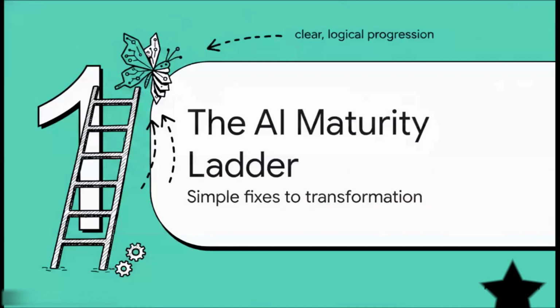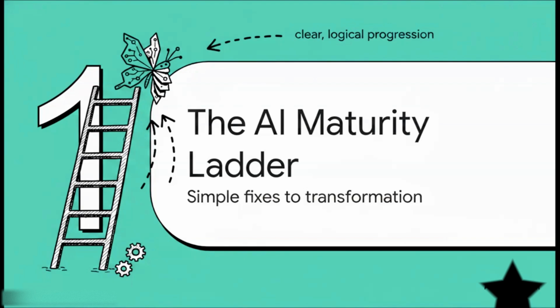And the core idea, the heart of this playbook, is something known as the AI maturity model. I want you to picture it literally like climbing a ladder. It's a step-by-step journey that takes an entire organization from making just a few simple fixes all the way to a complete overhaul. It is really a clear progression.